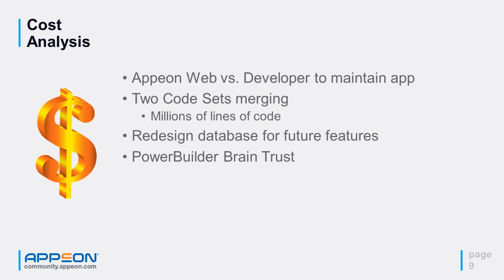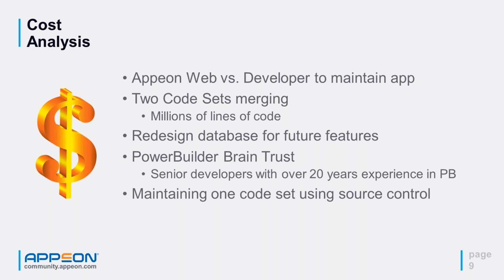We really did not want to go into redesigning the databases on the laptops for the future releases, and we did not want to maintain two code sets. So Appian Web allowed us to maintain one code set with the current staffing we have. So overall, we would be saving money and time by switching to Appian Web.